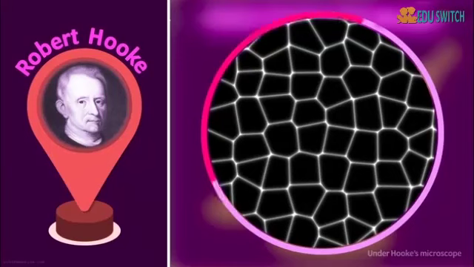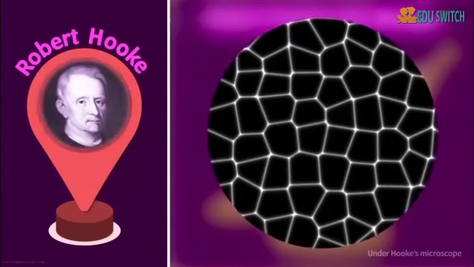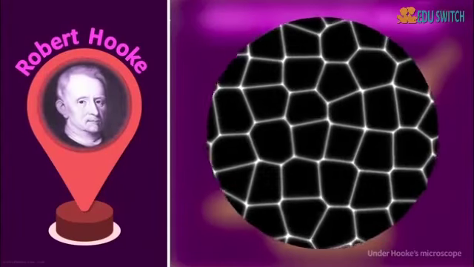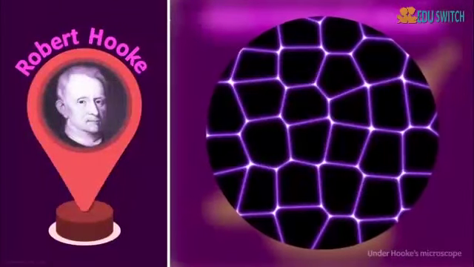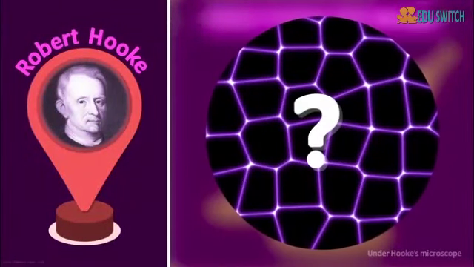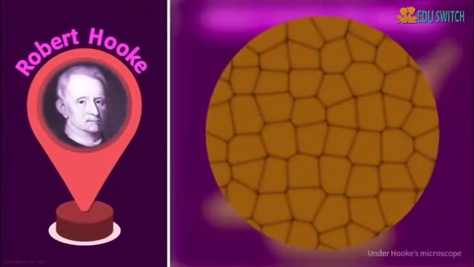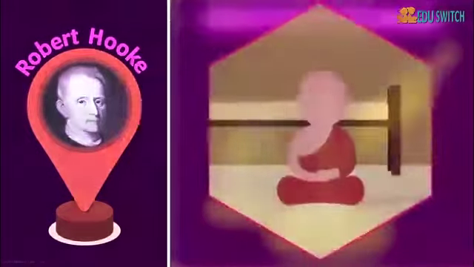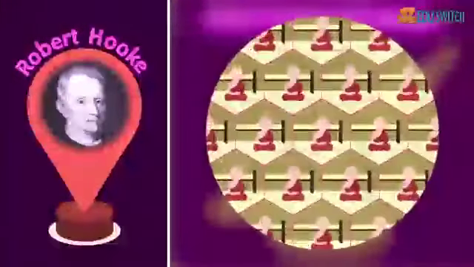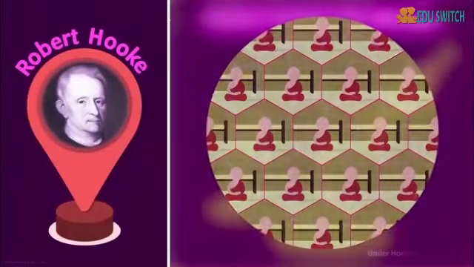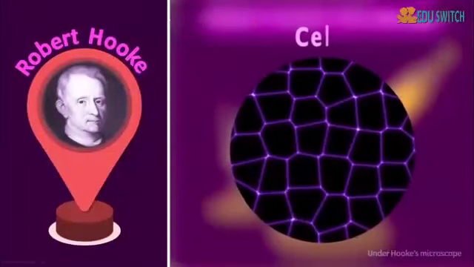An image something like this. To him, these structures appeared empty from within and had prominent borders. Do they resemble any structure? At first glance, they resemble the honeycomb structure. But for Robert Hooke, these structures appeared like the small rooms in a monastery where the monks lived. With this in mind, he named these empty structures cells.